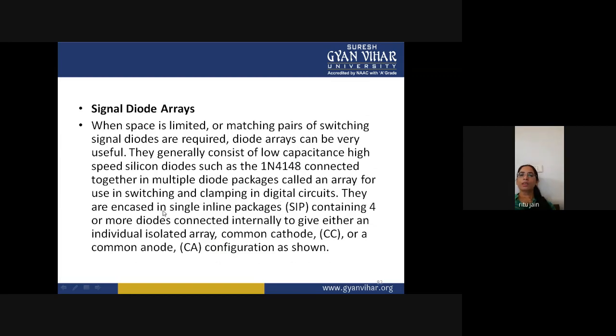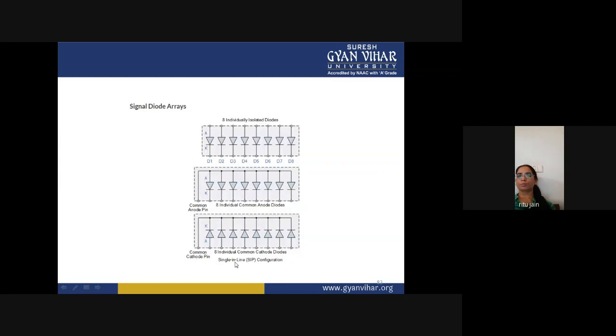So they are cased in single inline packages, SIP. This is the full form of SIP, which is single inline packages containing four or more diodes connected internally to give either an individual isolated array, common cathode, or a common anode configuration as shown. You can check that these are the array diodes in which you can see that these are connected to each other with a common line, and it is looking very nice. So that is your SIP.